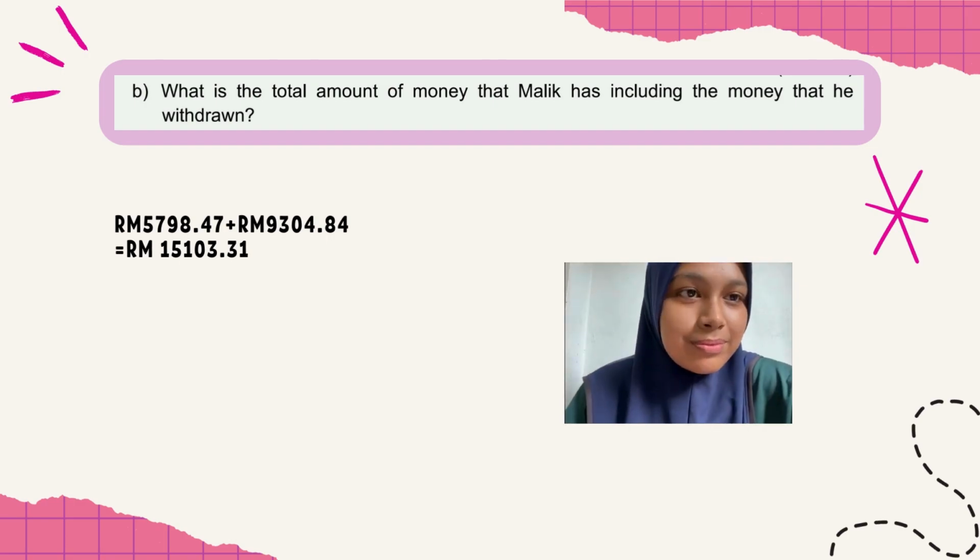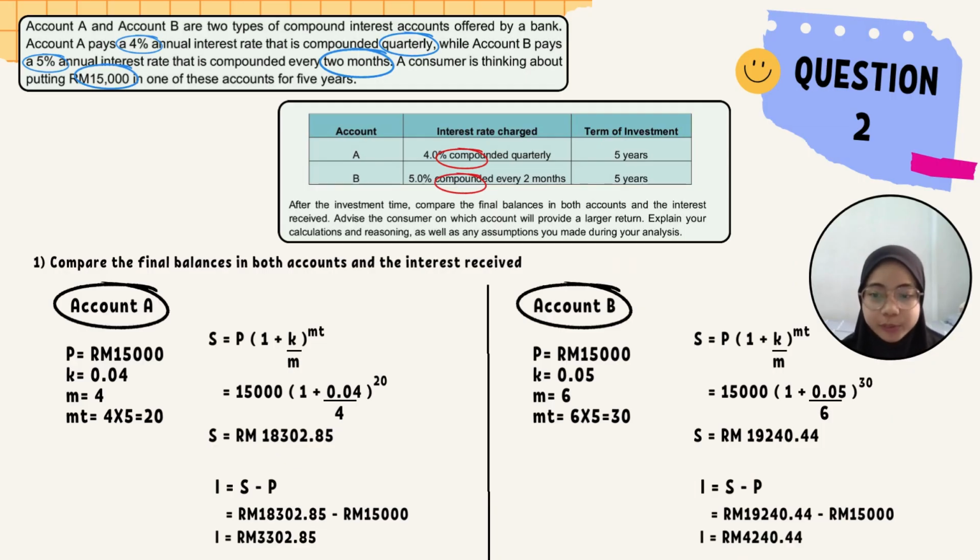Thank you. Next, we move to question 2. Account A pays a 4% annual interest rate compounded quarterly, while account B pays a 5% annual interest rate compounded every 2 months. A consumer is thinking about putting 15,000 in one of these accounts for 5 years. After the investment time, compare the final balance in both accounts and the interest received. So, for this question, we need to find the balance in both accounts.